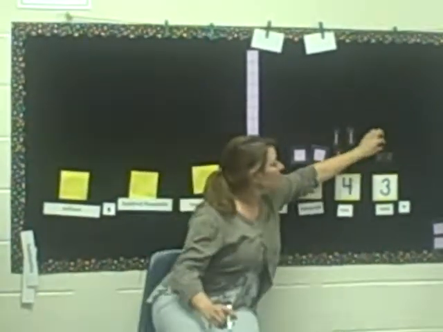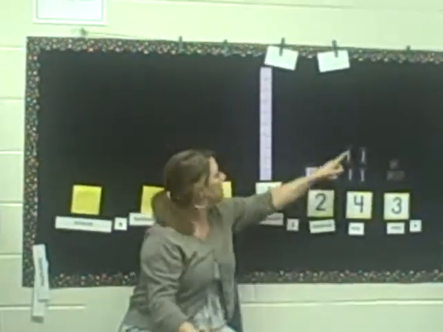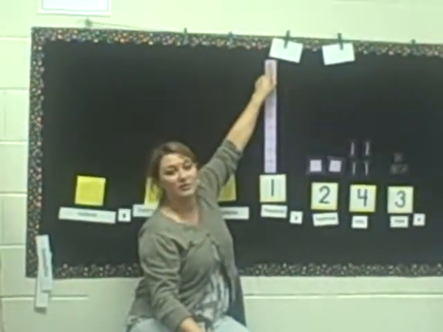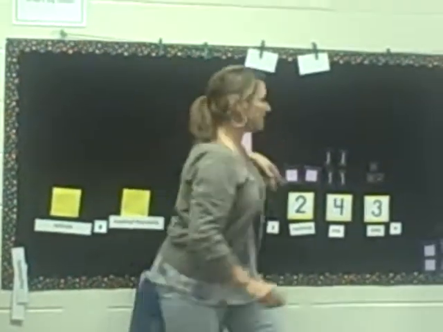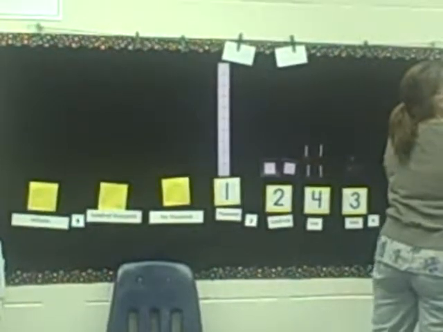So I like to start with my biggest piece when I write expanded form. How many itty-bitty little squares are in this piece? There's 1,000 little units. So 1,000 is my first number.